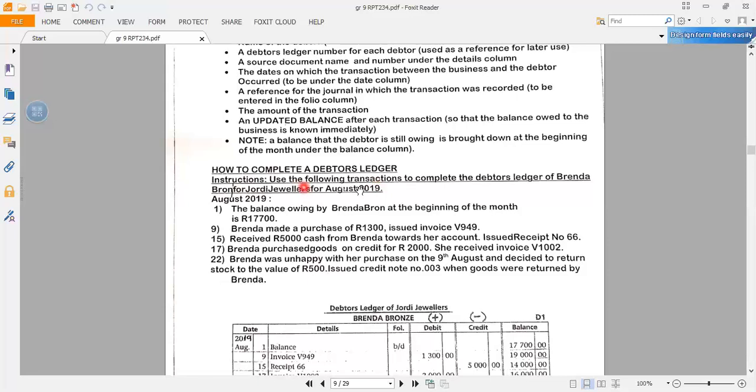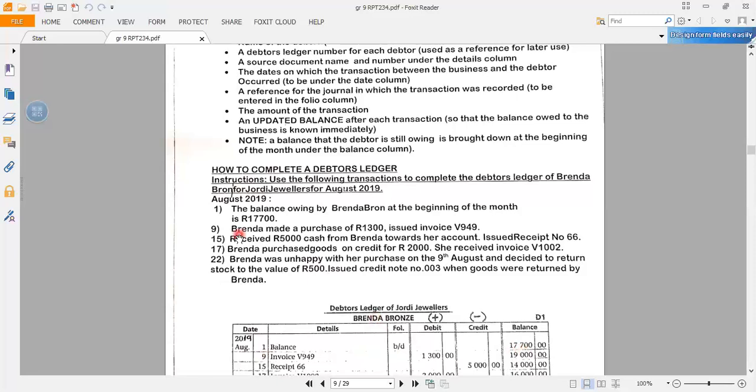The instruction is to use the following transactions to complete the debtors ledger of Brenda Bronze for Geordie Jewelers for August 2019. Let's look at transaction number 1. The balance owing by Brenda Bronze at the beginning of the month is 17,700. So I'll go to the beginning of the month, August 1st, balance brought down. I go straight to my balance column: 17,700.